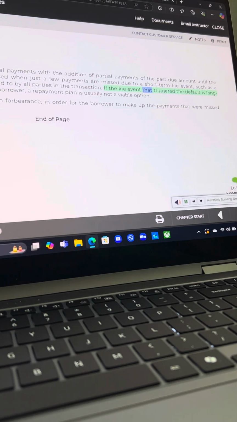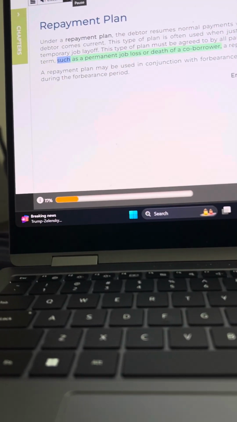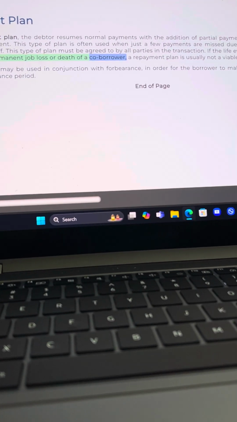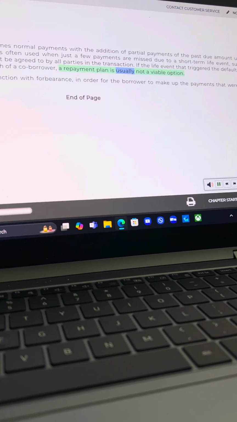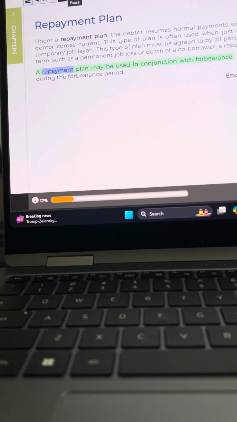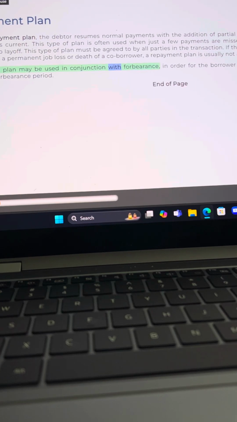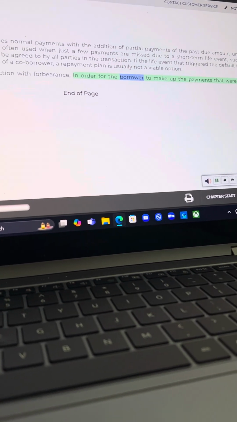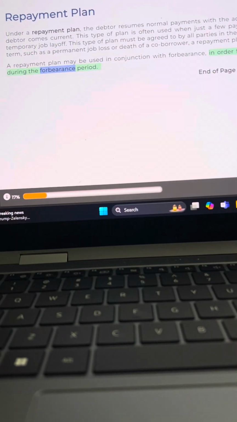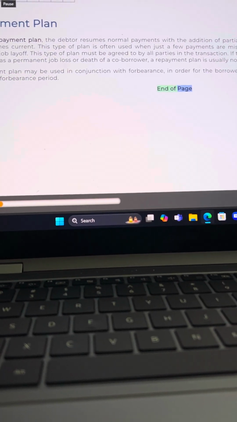If the life event that triggered the default is long-term, such as a permanent job loss or death of a co-borrower, a repayment plan is usually not a viable option. A repayment plan may be used in conjunction with forbearance, in order for the borrower to make up the payments that were missed during the forbearance period. End of page.